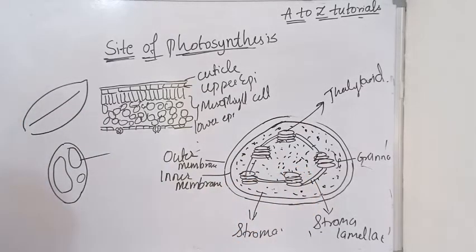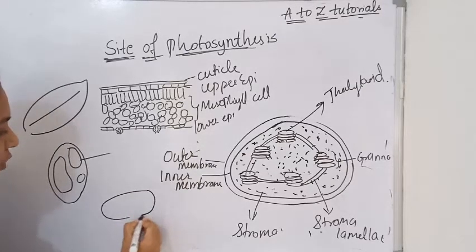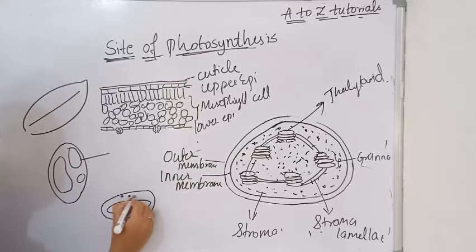Yes, and on this thylakoid membrane, what pigments are present? Okay, on this thylakoid membrane there are some pigments. Let us take this thylakoid. This is our thylakoid structure. Here is the presence of what? The pigments. Okay, here is the presence of pigments.